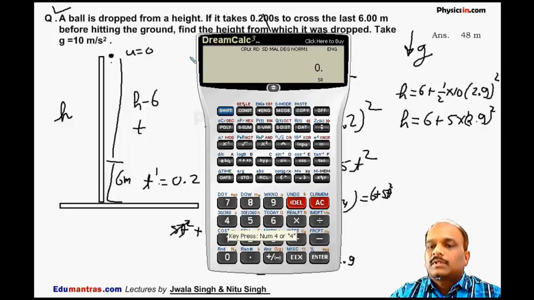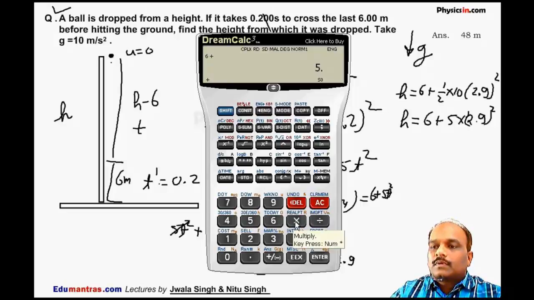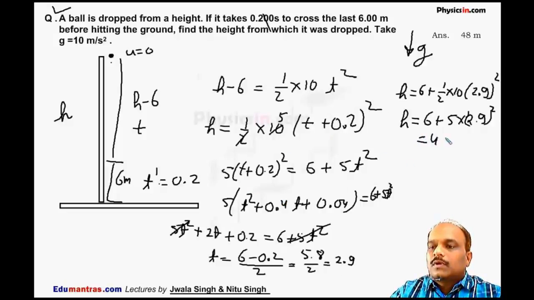Now I will calculate this using the calculator. It is 6 plus 5 into 2.9 into 2.9, which is equal to 48 meter approximately. This is the height of the tower.